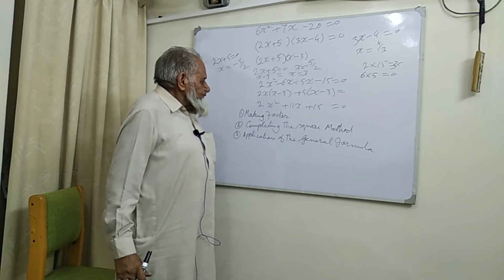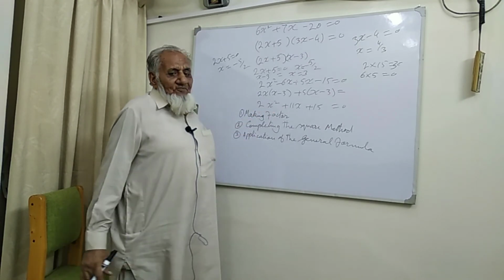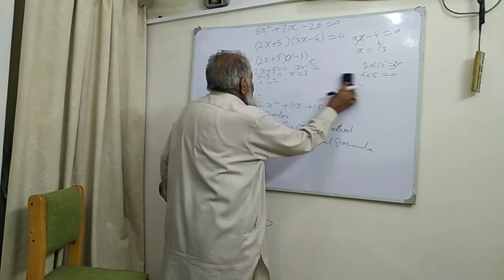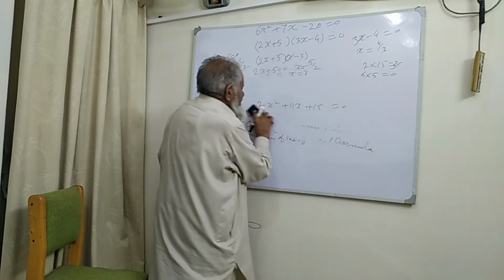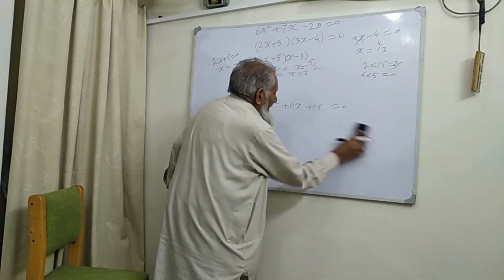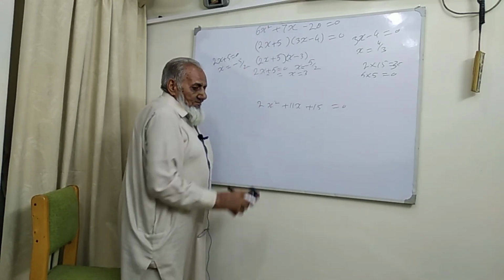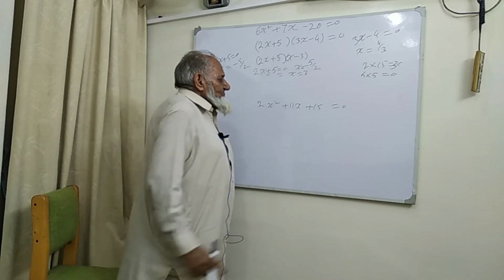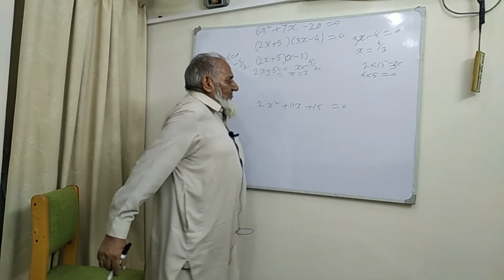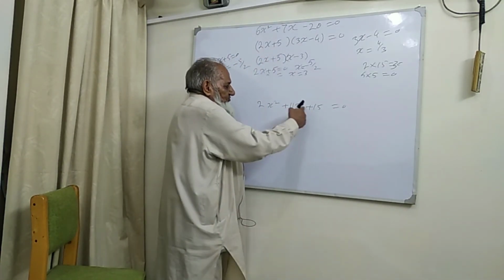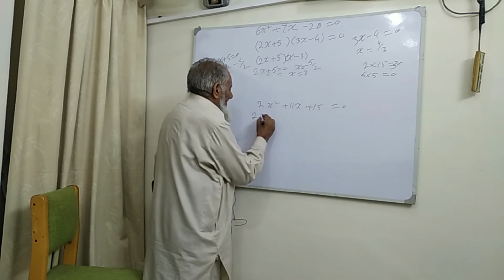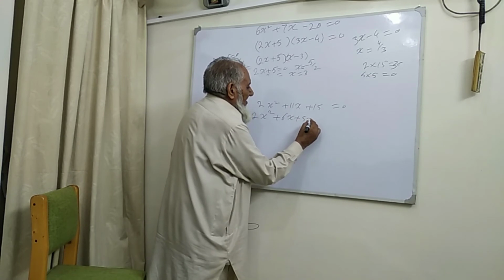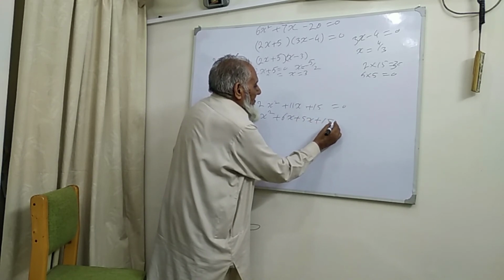Anyhow, I take up the third one. Again, 15 into 2 is 30. Same factors 5 and 6, but they will have the positive signs. So we will have 2x square plus 6x plus 5x plus 15 equal to 0.